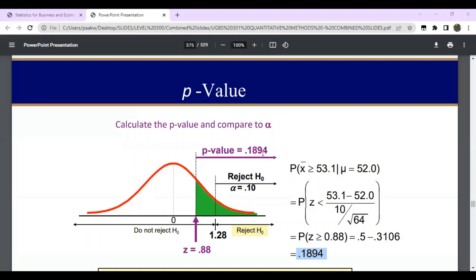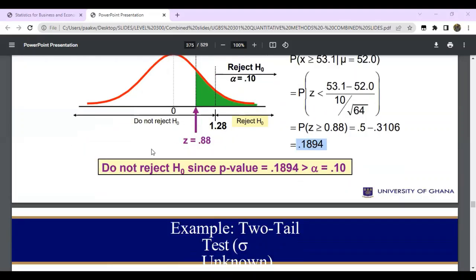The p-value is here. You can learn the p-value later. You get to calculate the p-value and compare it to alpha, because the alpha is already given to you in the question. That's the significance level. The p-value is the probability of the Z or T computed. You get it? So do not reject H0 since the p-value, 0.1894, is greater than alpha, which is 0.10.